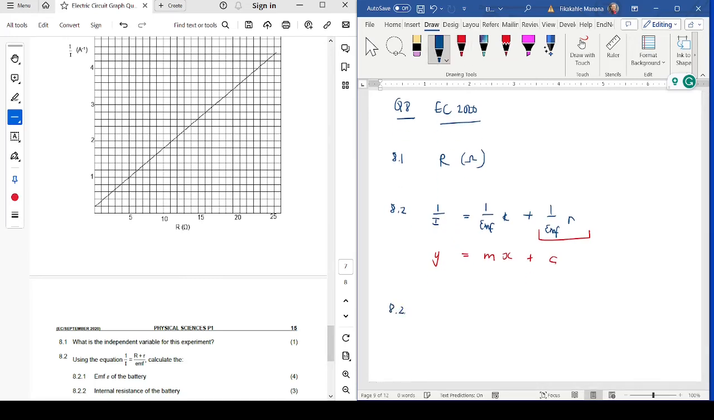So 8.2.1, use the equation to calculate the EMF of the battery. All right, so if we're going to calculate the EMF of the battery, you can use the gradient because the gradient is 1 over EMF. Okay, so gradient, which is 1 over EMF, is equal to your delta 1 over I over your delta R.